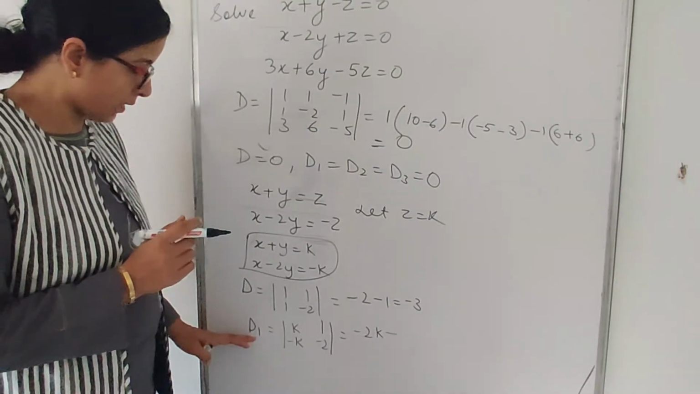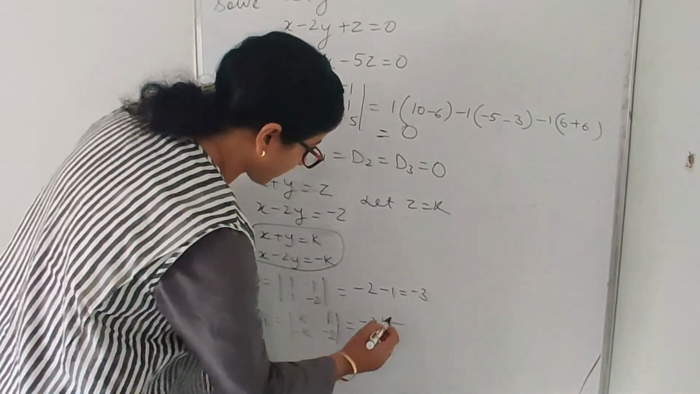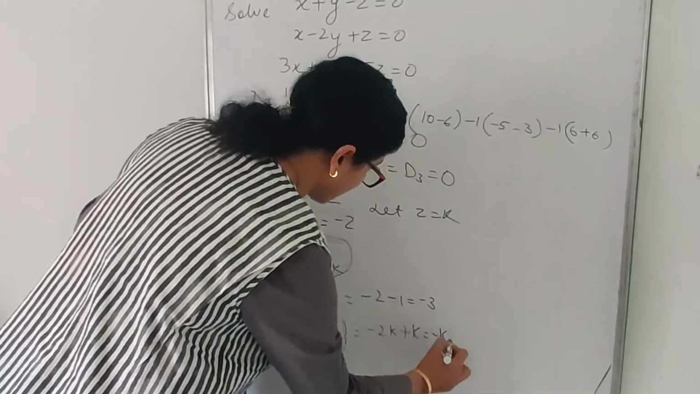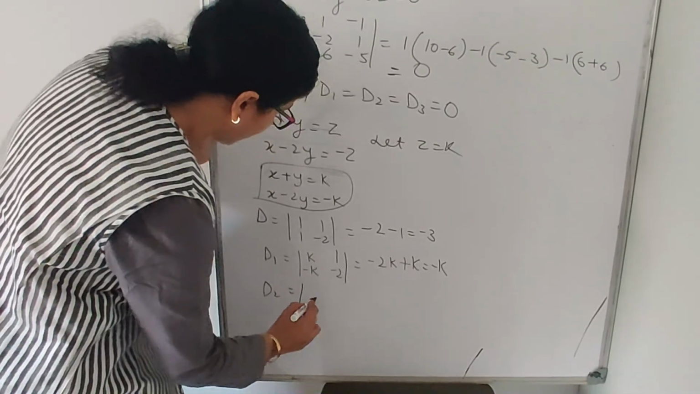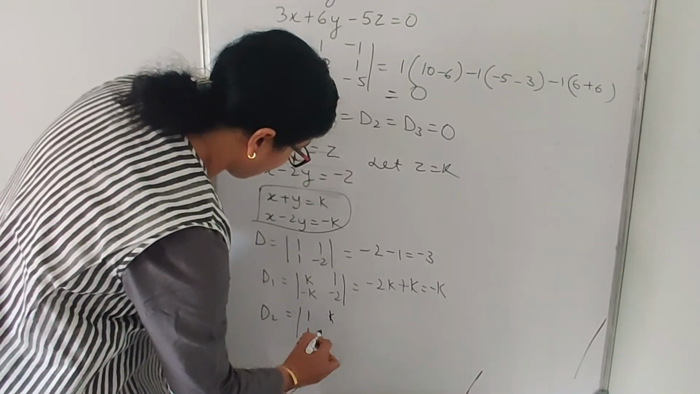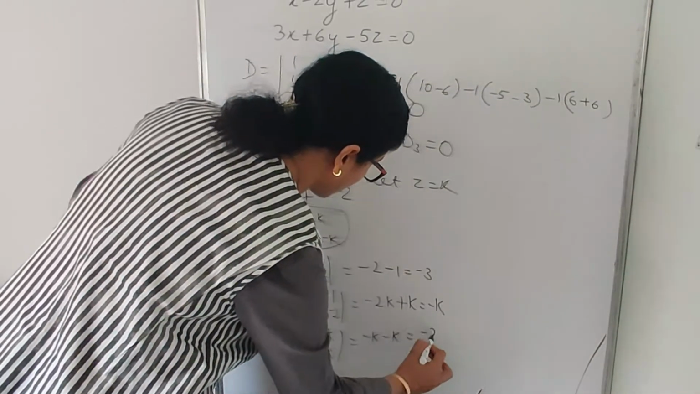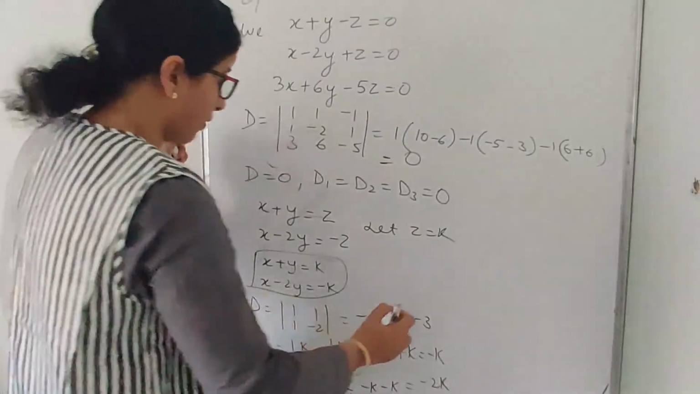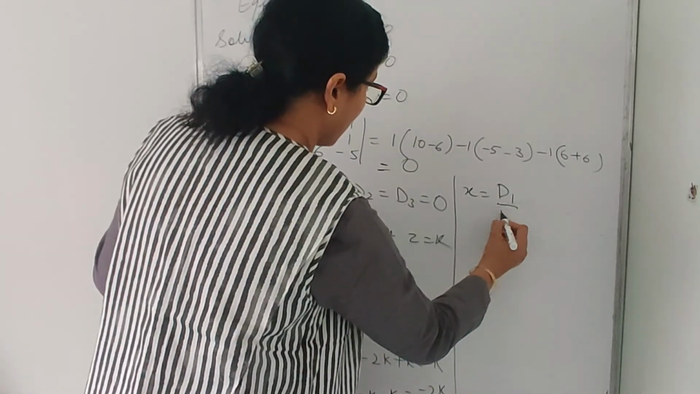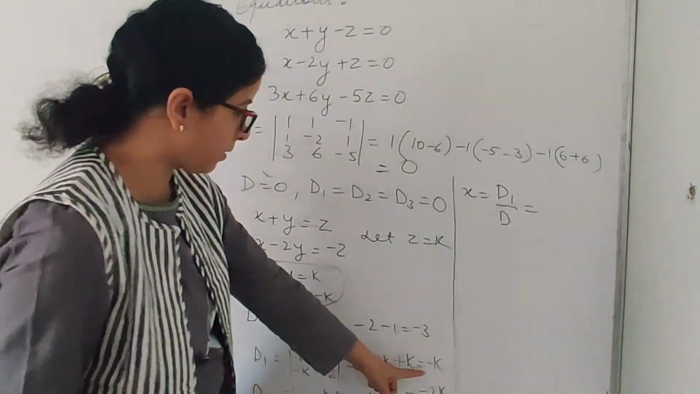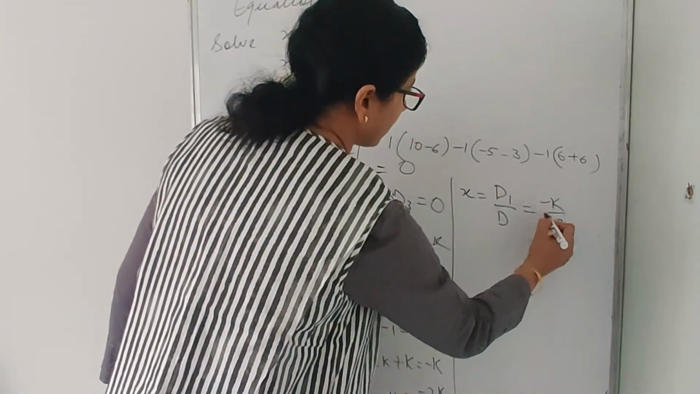Calculate D1. What is D1? k, minus k, 1, minus 2. Multiply these two: minus 2k plus k, which is equal to minus k. Right? Now I'll calculate my D2. D2 will be equal to 1, 1, k, minus k, which is equal to minus k minus k, which is minus 2k. Now I have to find the values of x and y. So what is my x? It is D1 by D. What is my D1? Minus k upon minus 3. So it is k by 3.